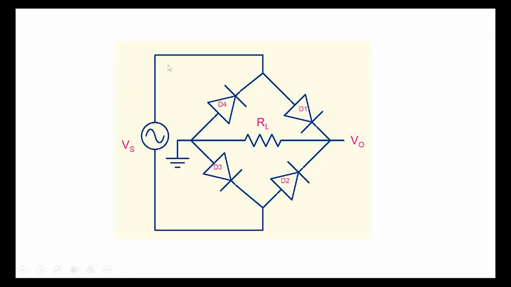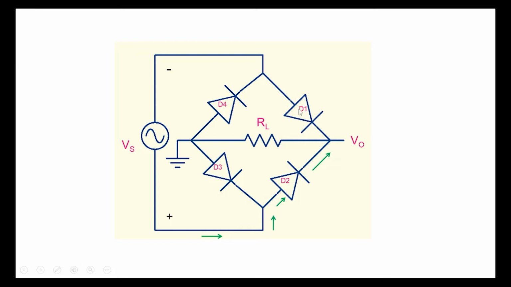So let's now look at when the polarity reverses. So this goes negative and this goes positive here. Now the current starts from here, goes through here. Of course, it cannot go through D3, so it goes through D2, comes here. It cannot go through D1 here.